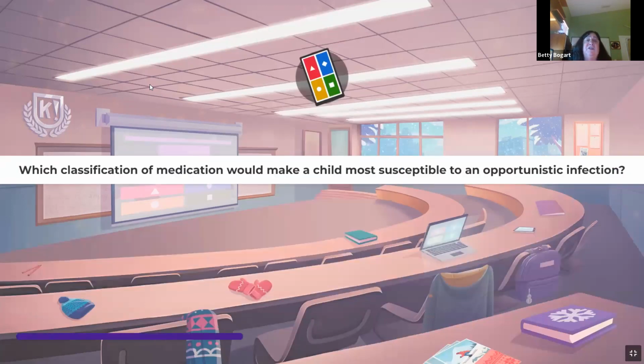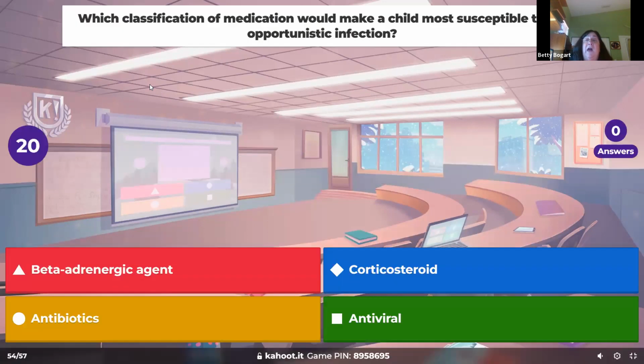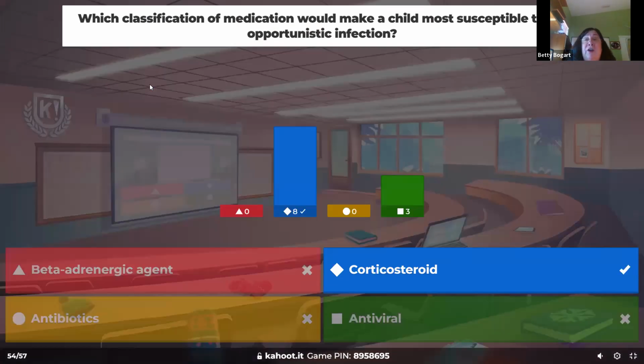Which classification of medication would make a child most susceptible to an opportunistic infection? Corticosteroids. Corticosteroids make you super immunosuppressed to everything.